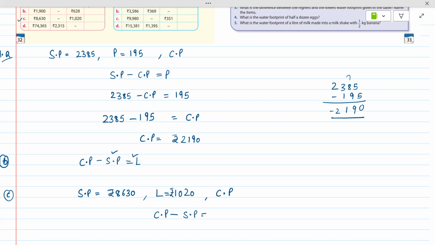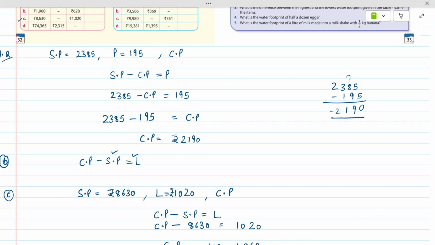CP minus SP is equal to loss. CP we have to find out, so we are going to keep it here only. Minus SP is 8630 and loss is 1020. So how do we calculate it? Now it will be 1020, and we have to move 8630 to the RHS, so it will become plus 8630. Let us add this.